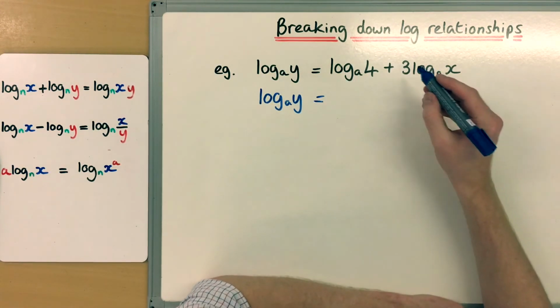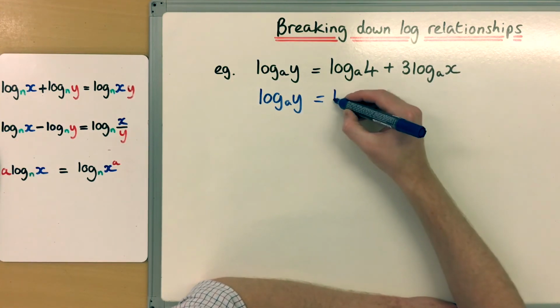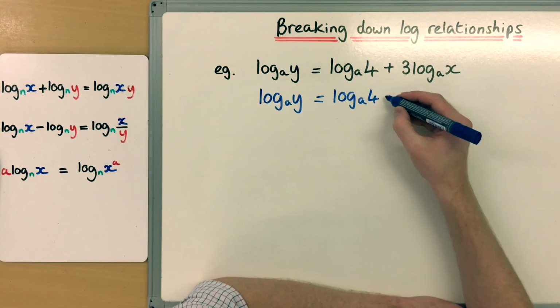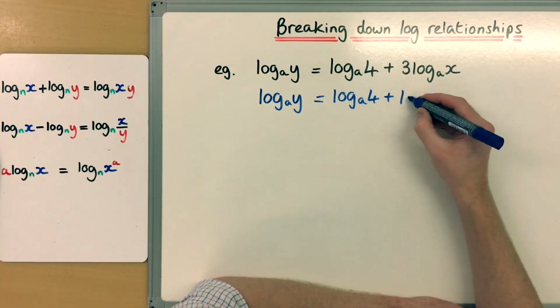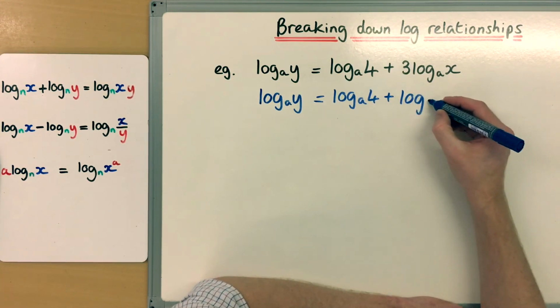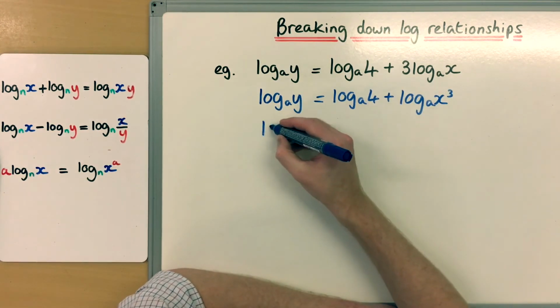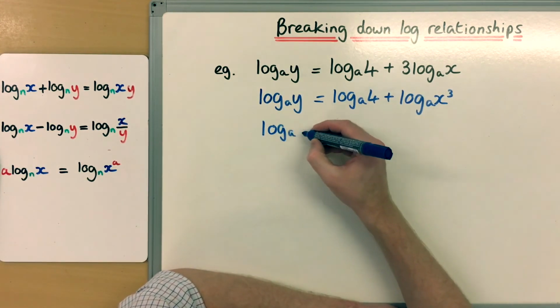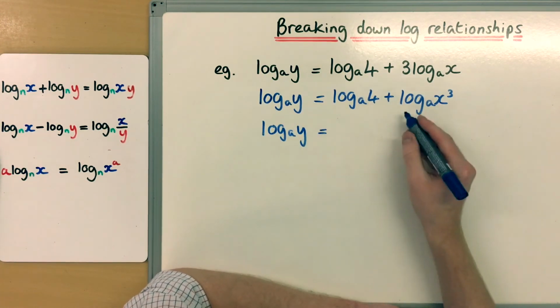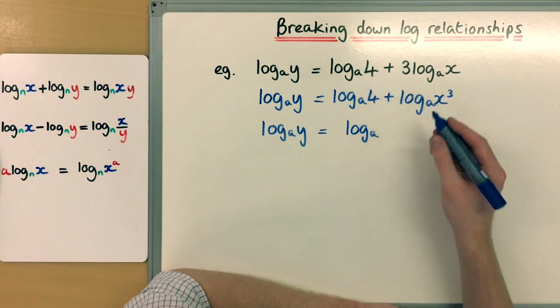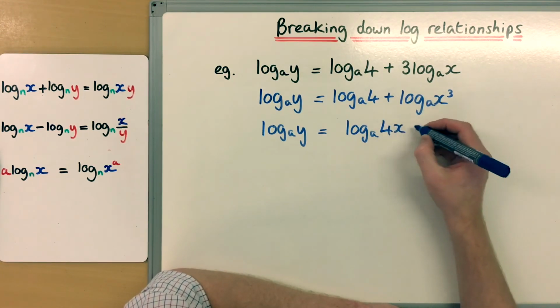Now we're going to bring this 3 up here. Now why are we doing that? Well, that's because once these are both logs with no coefficients in front, I can use my laws of logs to combine them. So log to the base a of y is equal to log to the base a of 4 times x cubed, 4x cubed.